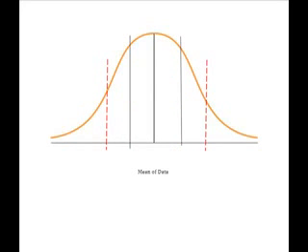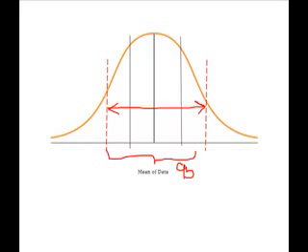So now if I go plus or minus 2 standard deviations from the mean, what I end up capturing here is 95% of my data every single time. This was plus 1, this is plus 2, this one was minus 1, this one is minus 2.